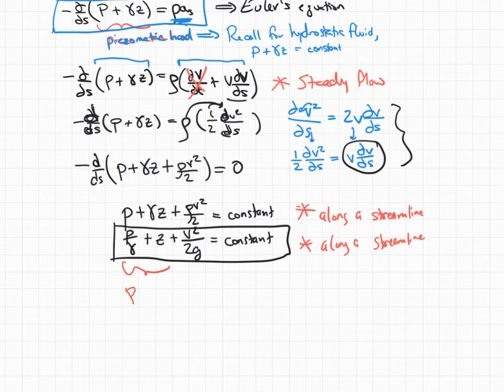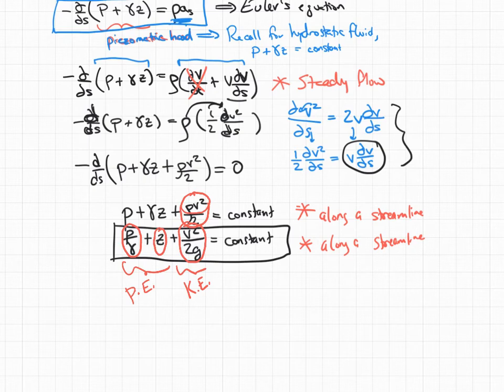This is the potential energy stored due to pressure. This is the potential energy stored due to elevation. And this right here is the kinetic energy. Typically you think of kinetic energy as 1/2 mass times velocity squared, so that's what this is, except instead of mass we've got rho. So it's kinetic energy per unit volume.